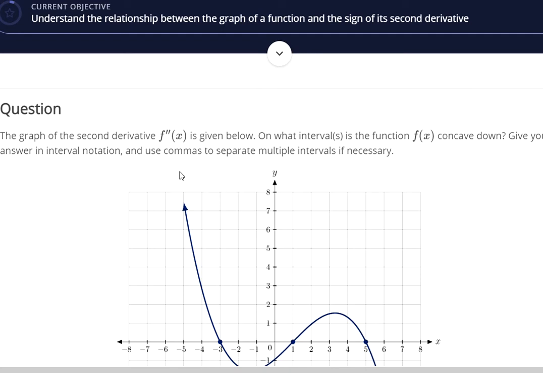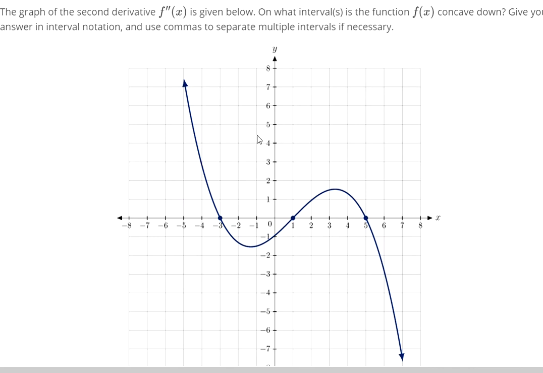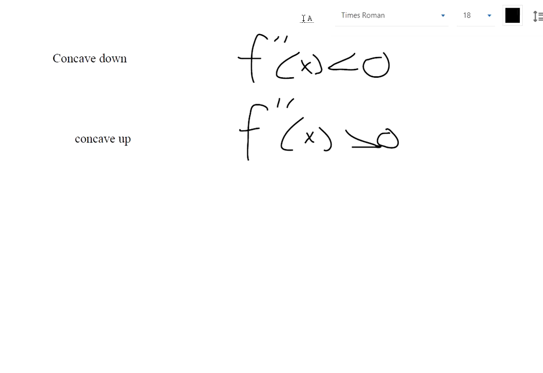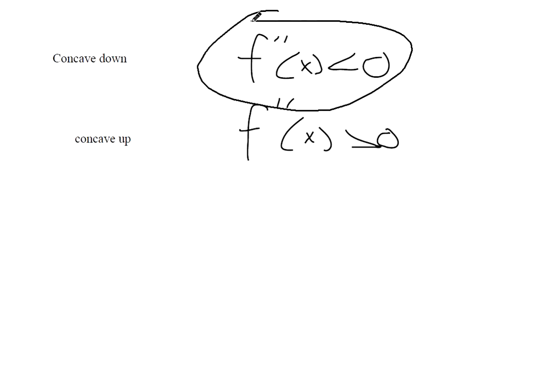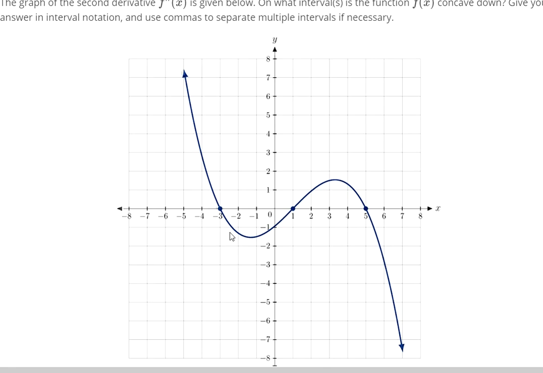With this graph, we're given the second derivative. So where is it concave down? Between -3 and 1, we have negative slopes. The second derivative is less than 0. So it's concave down between -3 and 1.